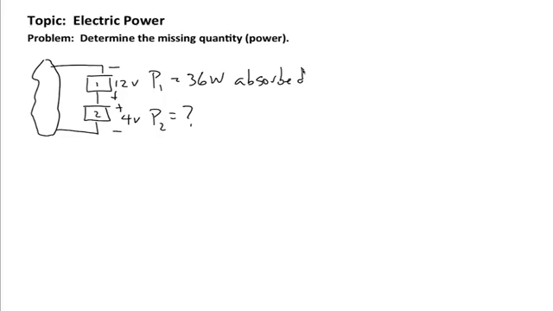So if that's the case, then we know that using the well-known equation for power, which is voltage times current, the current in element 1 is going to be equal to the power divided by the voltage. And that's equal to 36 watts divided by 12 volts. And we also know that power is positive, so that means that our current is going to be positive flowing back into the complex part of the circuit.